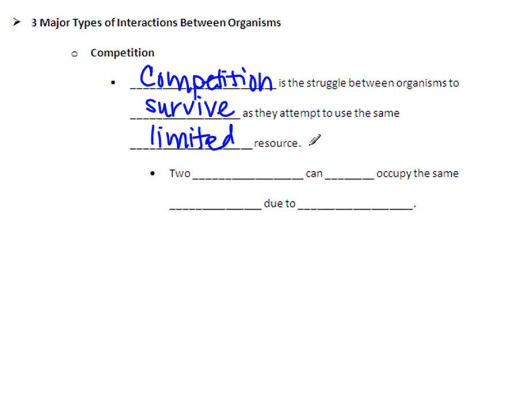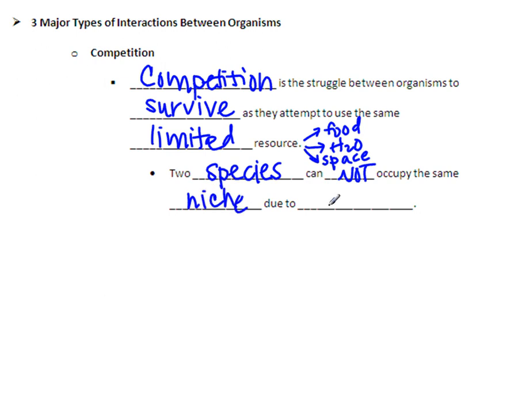We talked about limiting factors a few weeks ago. Some of those limited resources would be food, water, and also space. Now, 2 species cannot occupy the same niche due to competition. Okay, so 2 species cannot occupy the same niche due to competition.